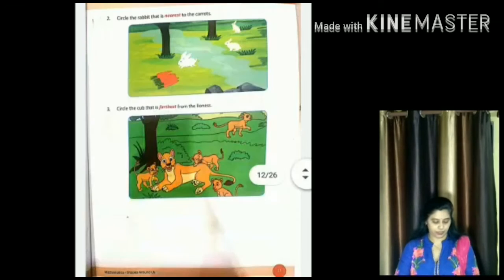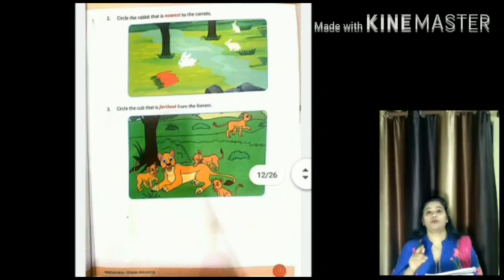Now on the next page, page number 17. Here are two pictures. First one is, circle the rabbit that is nearest to the carrot. Which one is nearest to the carrot? Who will eat these carrots first? Yes, that one. So you will circle this rabbit. Now next one. Circle the cub that is farthest from the lioness. Which cub, which baby is farthest from the lioness? Yes, that is the farthest from the lioness. Then you will circle it.